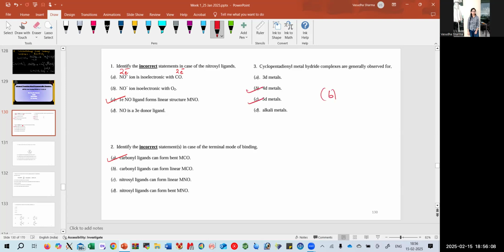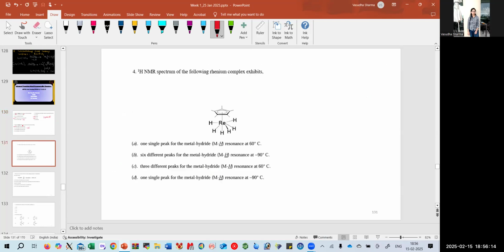So the options B and D are correct. Here, option C is correct, and A is correct in the second question. Now we have question number 4, which is the proton spectrum of the following rhenium complex.